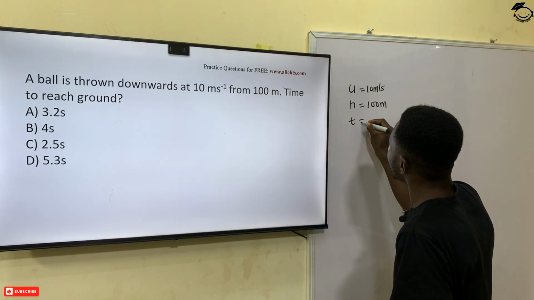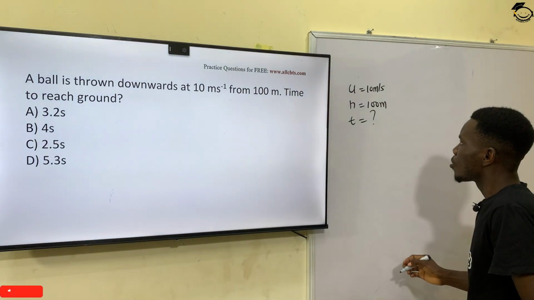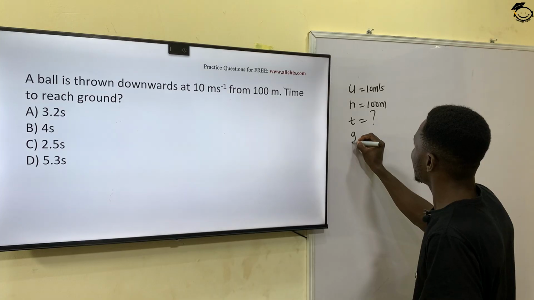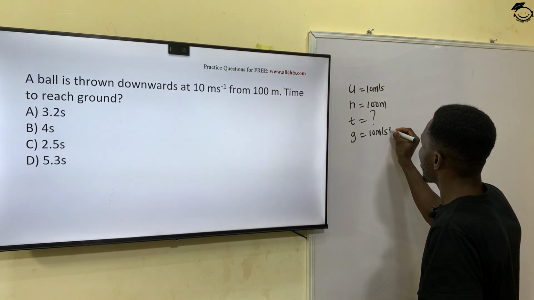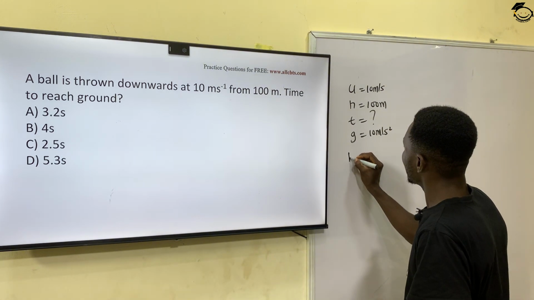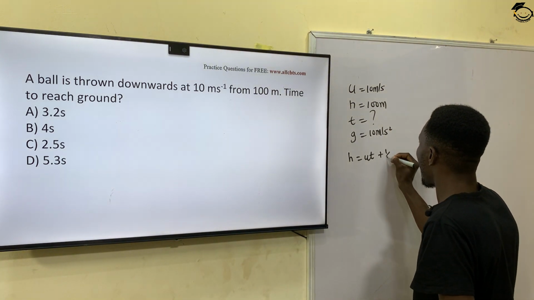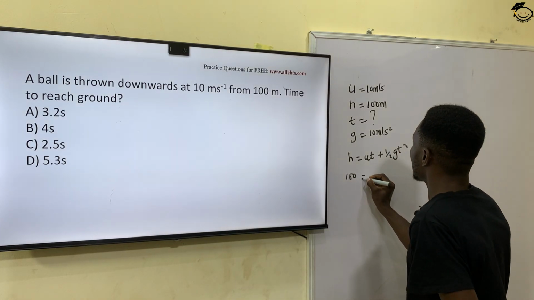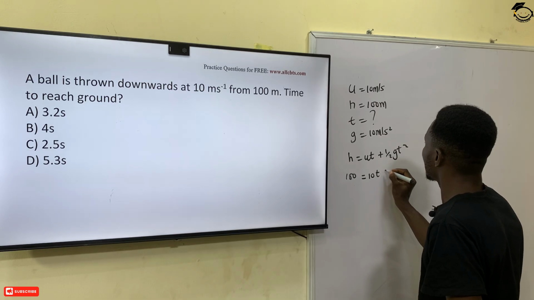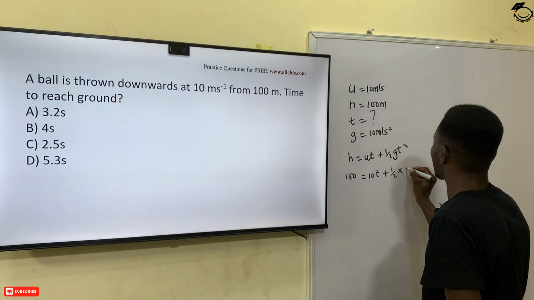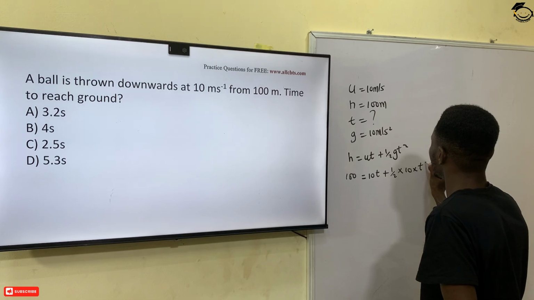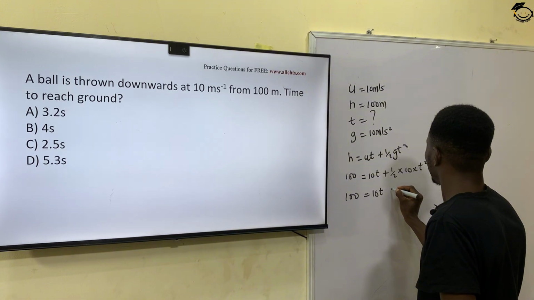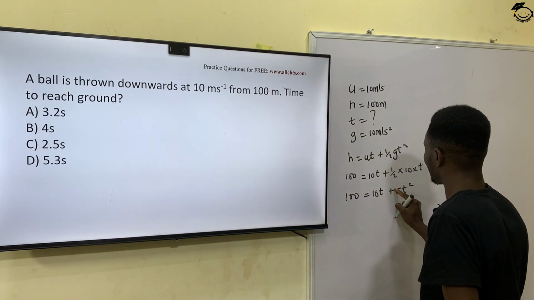And we're asked to find the time. Since we have all of these parameters, all we have to do is use the same formula, since we know that our g will also be 10 meters per second squared. So we know that h is equal to ut plus 1/2 gt squared. So this is the same thing as saying I have 100 is equal to 10t plus 1 over 2 times 10 times t squared. So this will give me 100 is equal to 10t plus 5t squared.